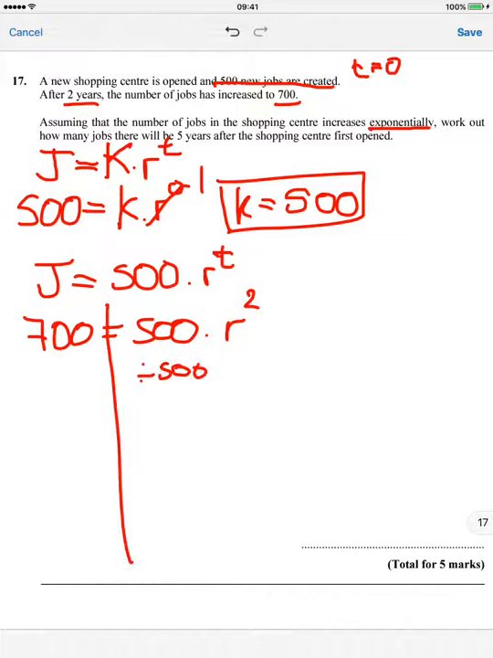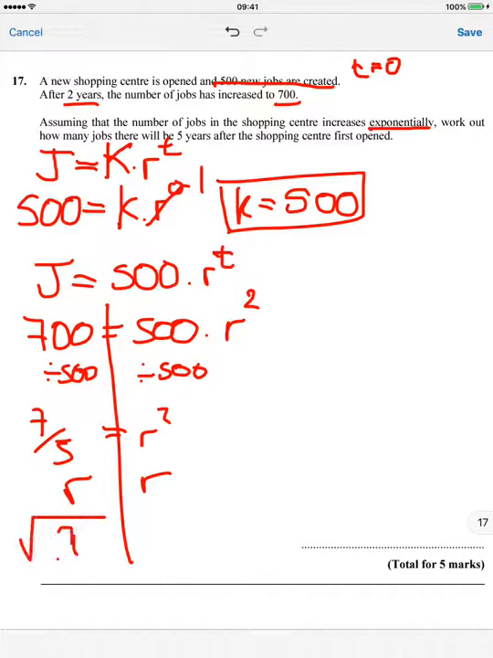If we start by dividing by 500 on both sides, we'll get 7 over 5 as a fraction is equal to r squared. And that just comes from 700 divided by 500, and I've just divided the numerator and denominator by 100 to simplify it to 7 over 5. And then if we square root both sides, we will get the square root of 7 over 5 is equal to our rate of change.